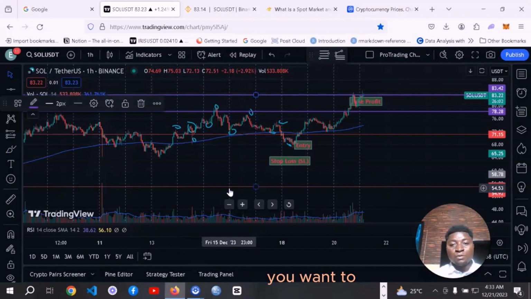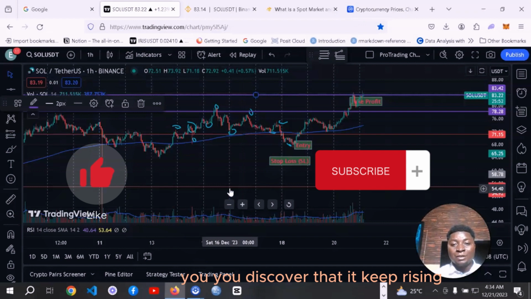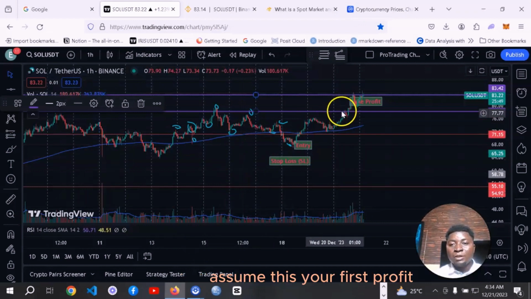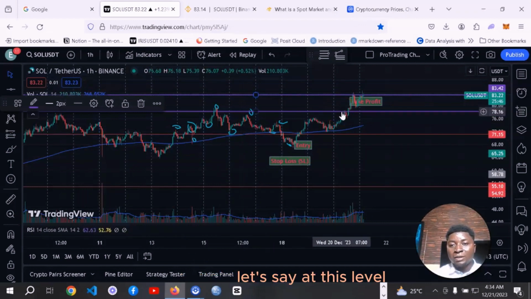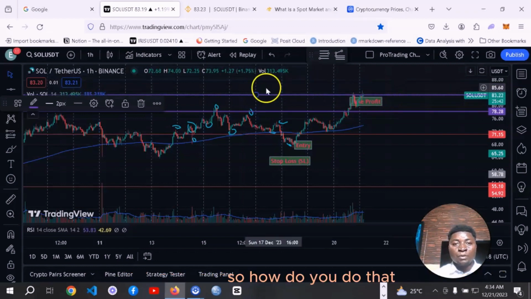You won't want to lose out on the coin that keeps rising. Because it hurts when, after selling it, you discover that it keeps rising. So how do you do that? Let's assume this is your first profit. Let's say at this level you want to sell maybe 50%, and at this level you want to sell the remaining percent. So how do you do that?